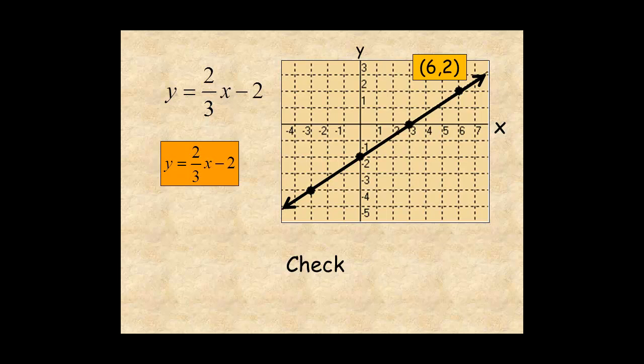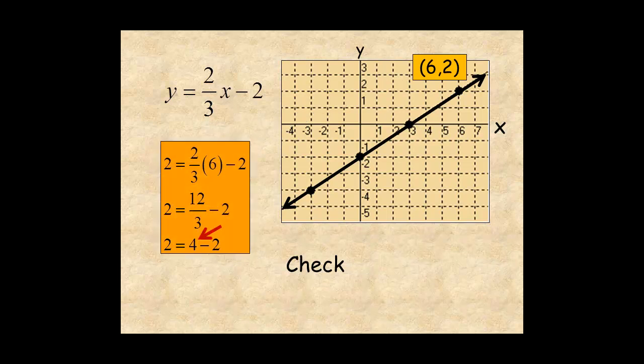Substitute x equals 6 and y equals 2 into the equation. Then 2 over 3 times 6 is 12 over 3. And 12 over 3 is 4. And finally, 4 minus 2 is 2, and the graph checks.